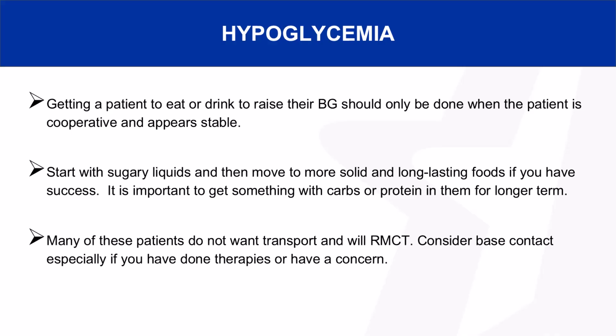Some other methods for treating hypoglycemia include getting a patient to eat or drink to raise their blood glucose, but this should only be done when the patient is cooperative and appears stable. Start with sugary liquids and then move to more solid and long-lasting foods if you have success. It is important to get something with carbs or protein in the patient for longer-term care.